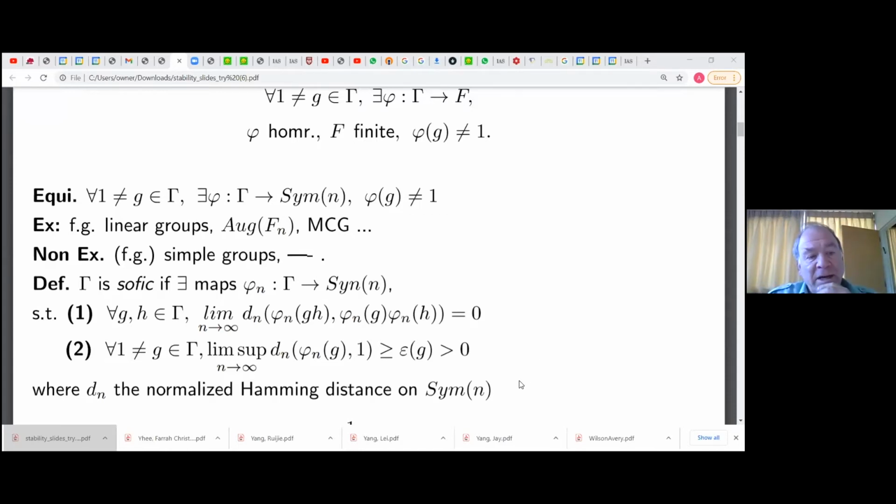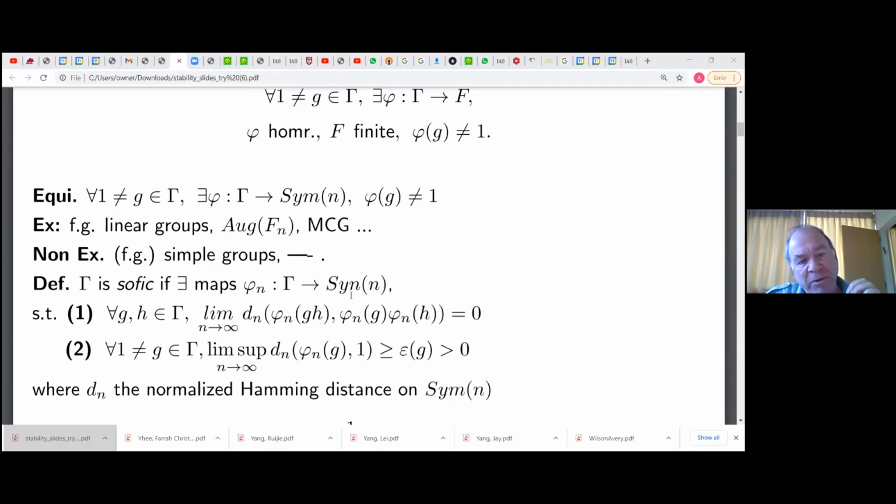Now, gamma is called sofic. The notion of sofic was basically invented by Gromov, and the study and the name was given by Benji Weiss. And a group is called sofic if there exist maps phi n from gamma to the symmetric group. Now look carefully at the definition. If it would be residually finite, then there are homomorphisms which separate the points of gamma.